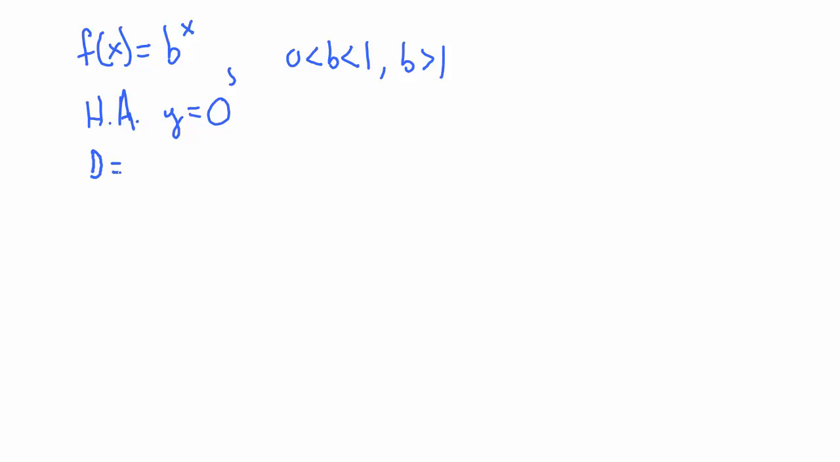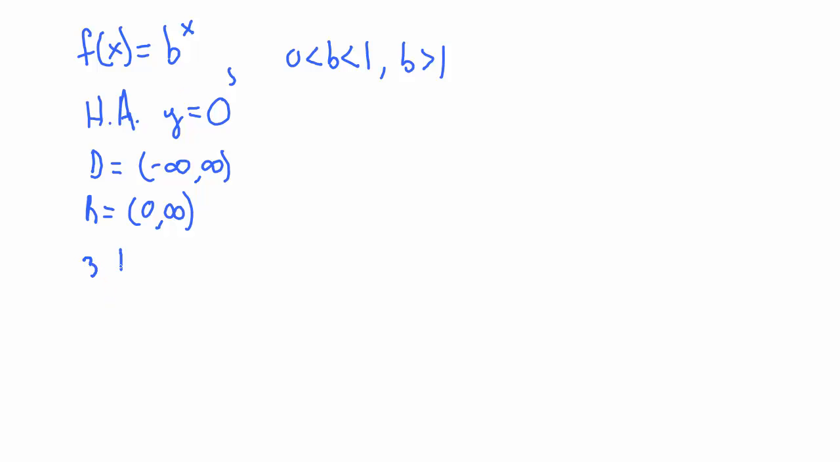Now let's talk about the domain. As long as you have a valid base, your domain is always going to be -infinity to infinity. Your range for this parent function is always going to be 0 to infinity, excluding the 0. The reason why is because any valid base to any exponent will always be a positive value, which means it will never actually reach 0.